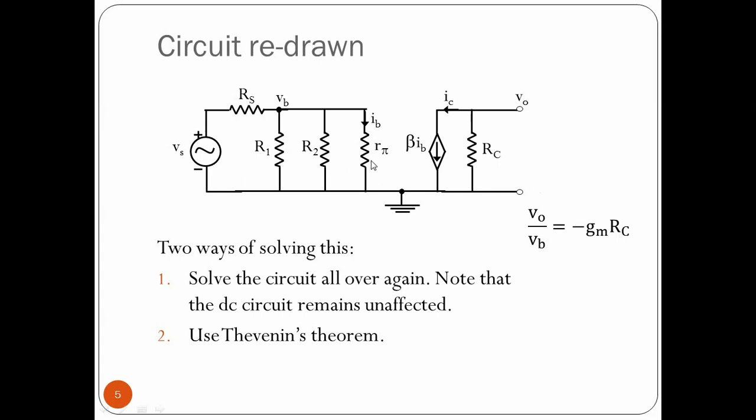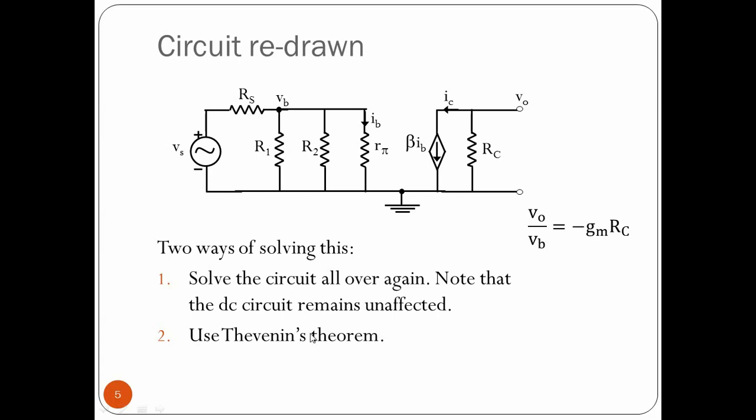So R1, R2, R pi are in parallel, beta IB, RC. IB is the current in R pi, and what we have done is we have added Rs and we are asking the question how much is VO over Vs. And we have already found VO over VB to be minus Gm Rc. Now there are two ways of doing this. One is to solve the circuit all over again, which itself is not very difficult.